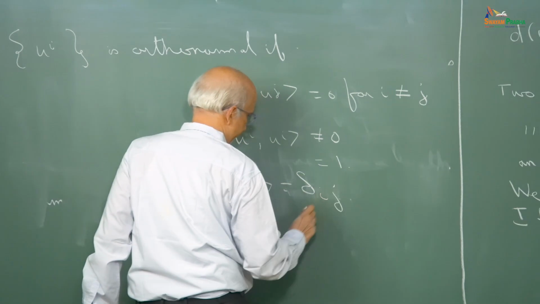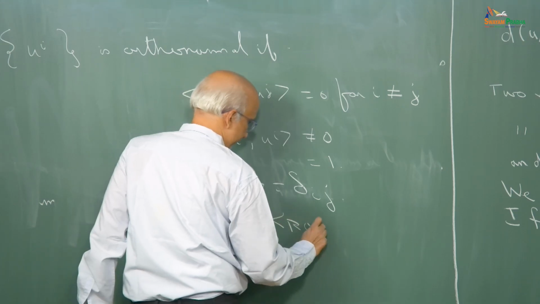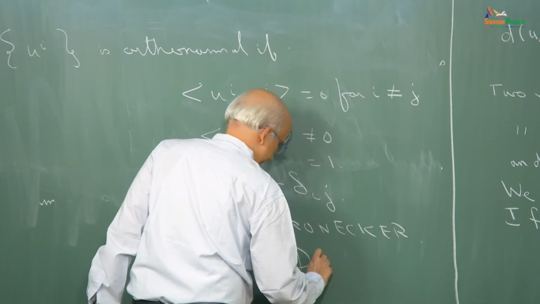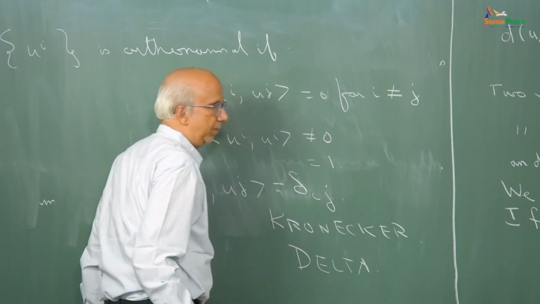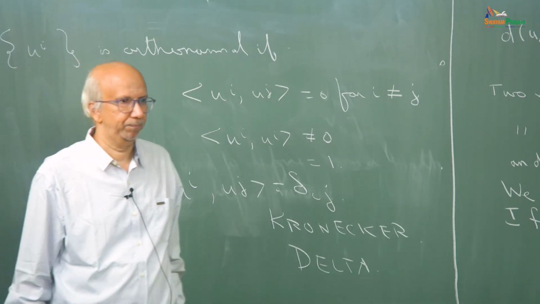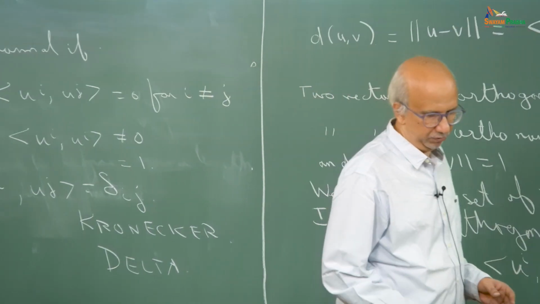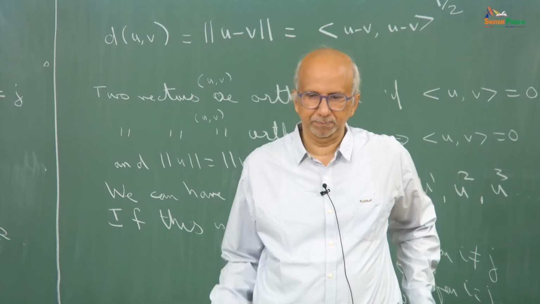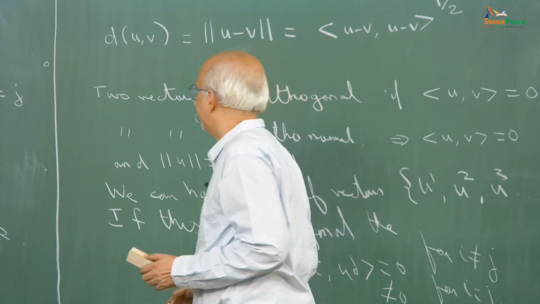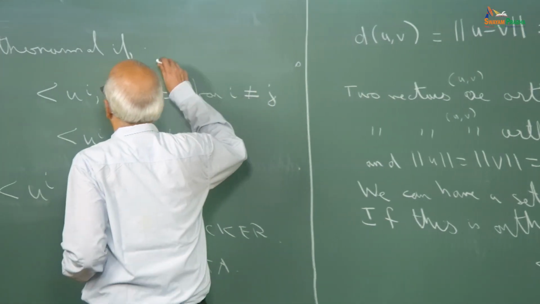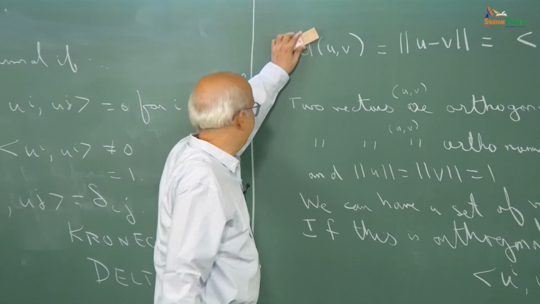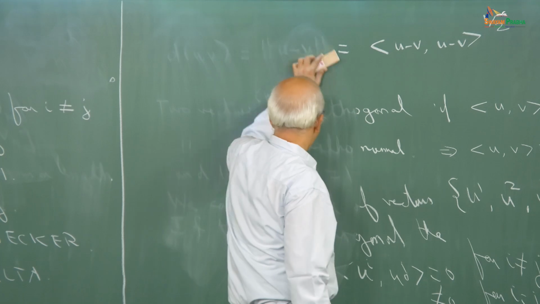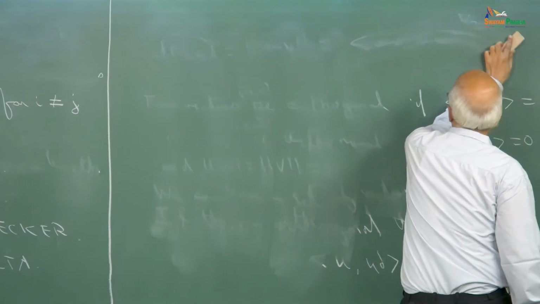delta ij, which is the Kronecker delta. So, this inner product of ui with uj will be equal to delta ij if you have an orthonormal set. So, there is an advantage in dealing with orthonormal or orthogonal sets, which we will see later on, and that is the reason it is good to work with orthogonal sets.